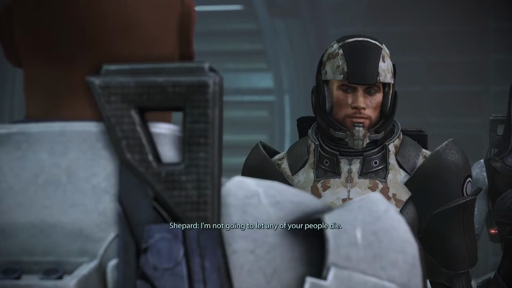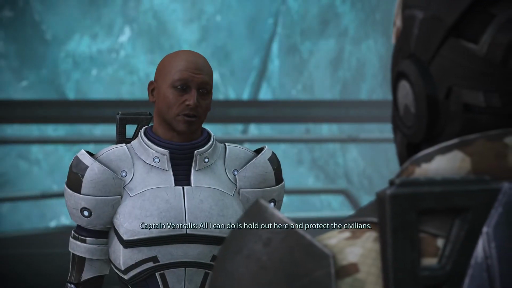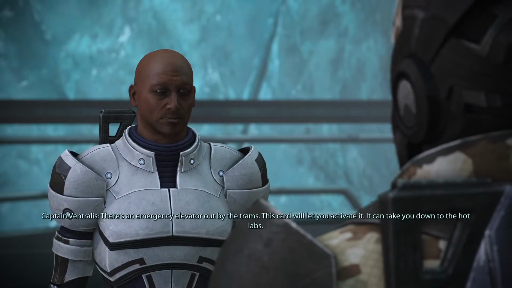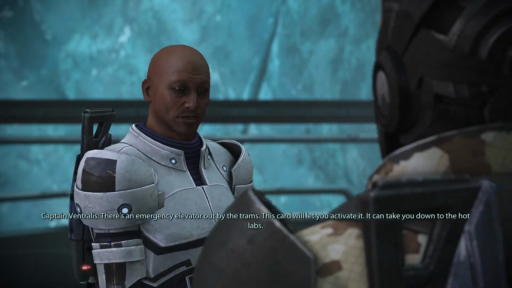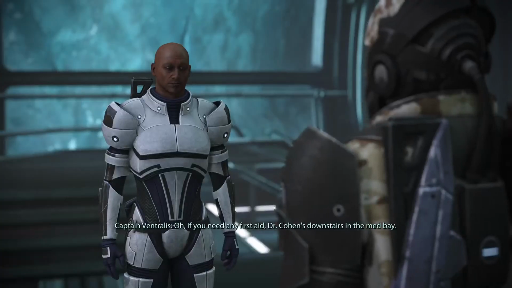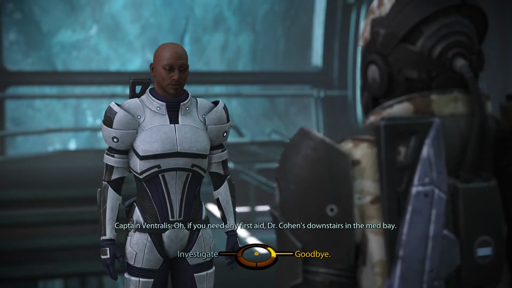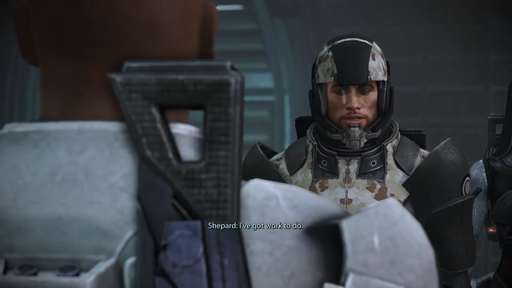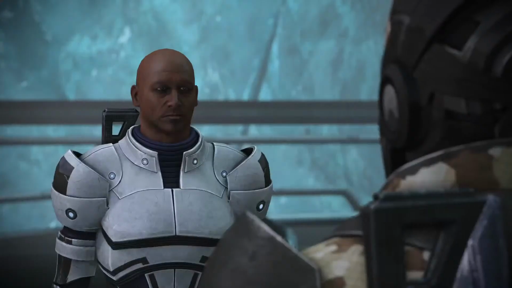I'm not gonna let any of your people die. All I can do is hold out here and protect the civilians. There's an emergency elevator out by the trams. This card will let you activate it. Can take you down to the hot labs. Oh, and if you need any first aid, Dr. Cohen's downstairs in the med bay. I've got work to do. Yeah, I hear that.